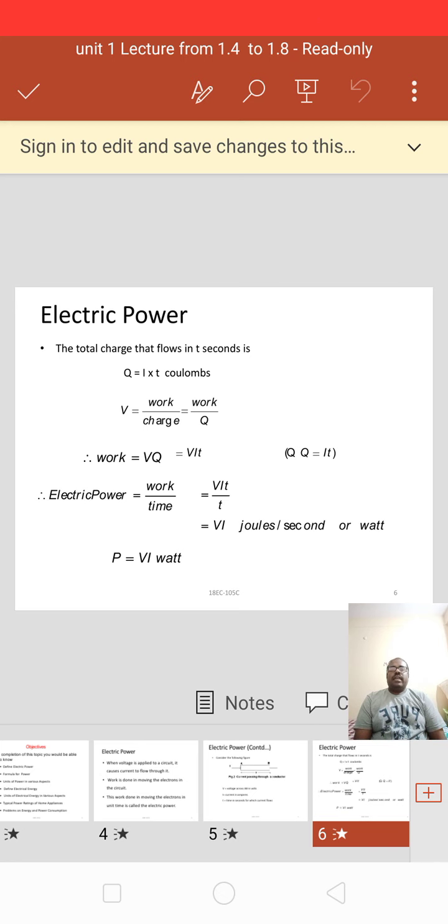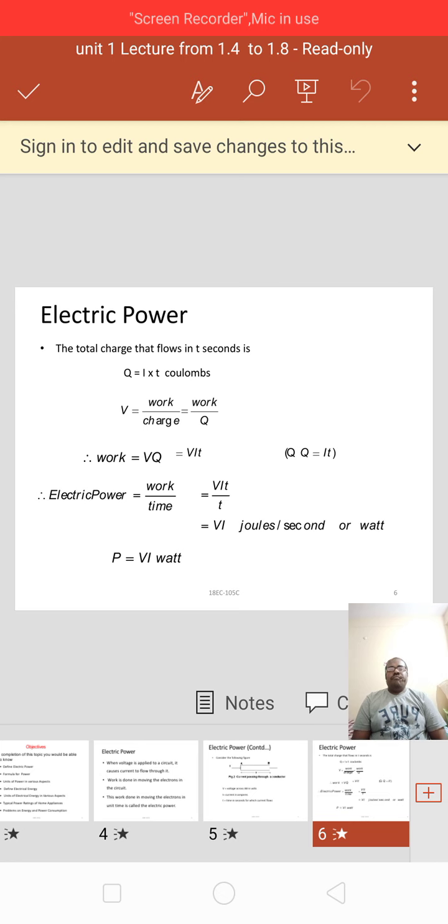Now, electric power is equal to the ratio of work done to time, that is equal to the product of voltage, current and time, divided by time. We cancel time in the numerator and denominator. We get the value that electric power equals V into I, in joules per second or watts.